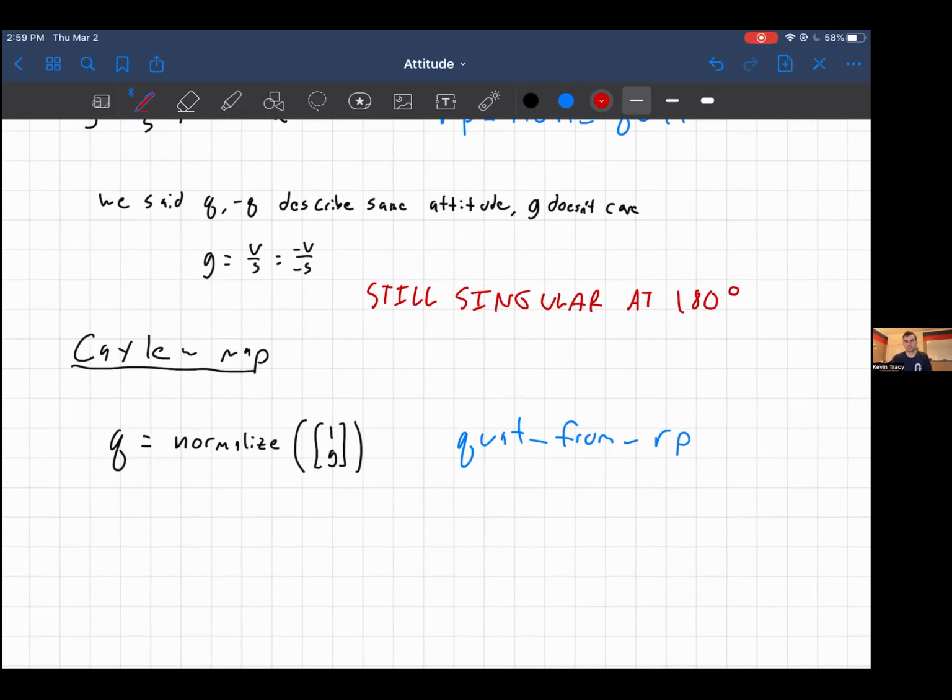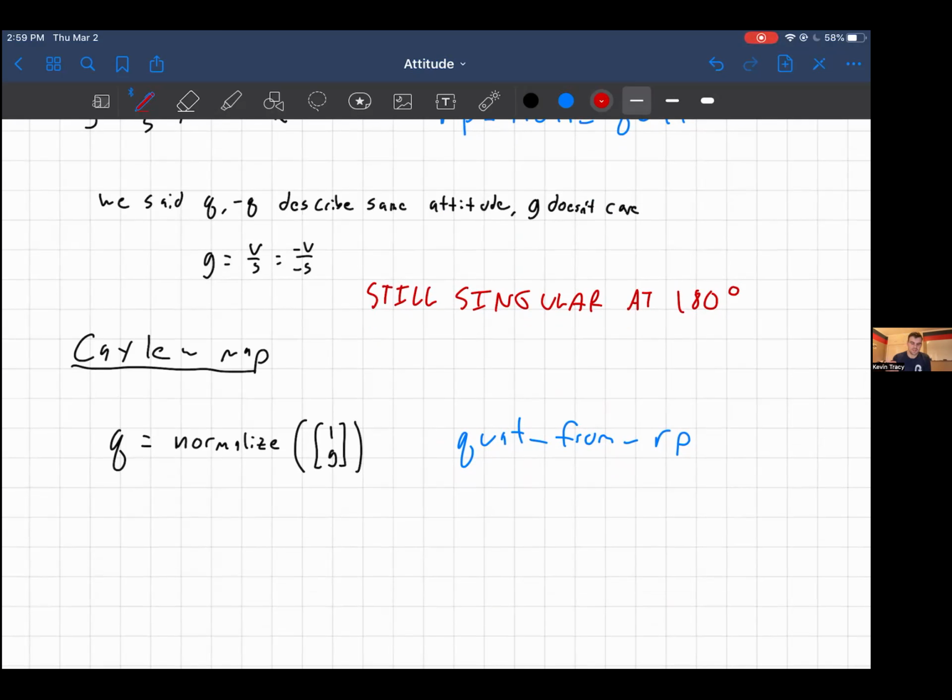And also it's used in controllers. What we'll do in this class the next few weeks is talk about a way to do motion planning and control on things with quaternions. And the actual feedback controllers that we're going to develop are going to work on an error state. And this error state is going to be defined with something like a Gibbs vector.